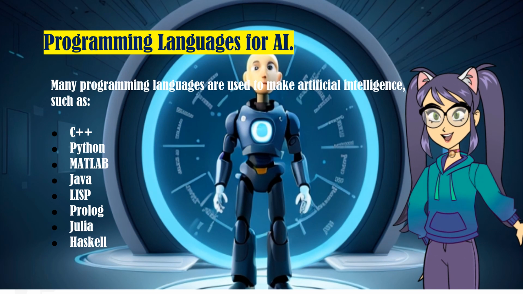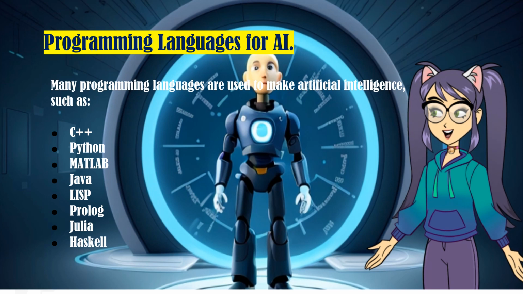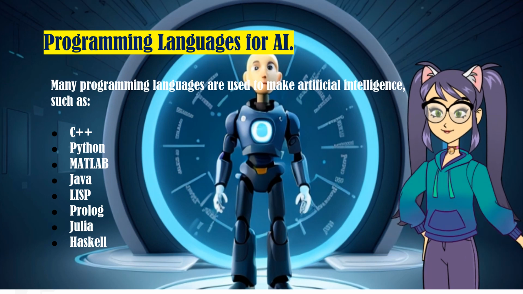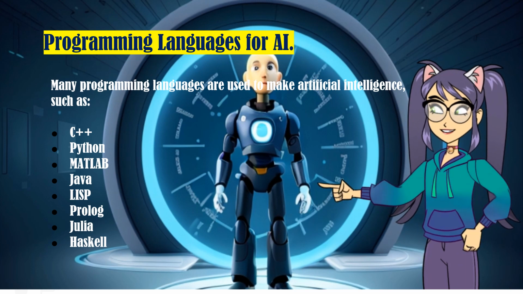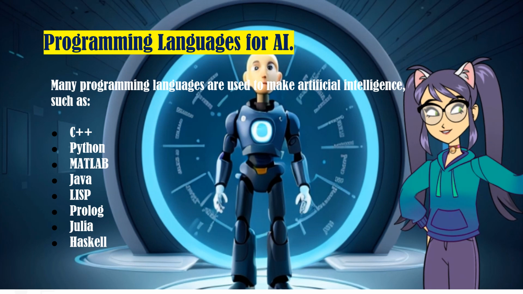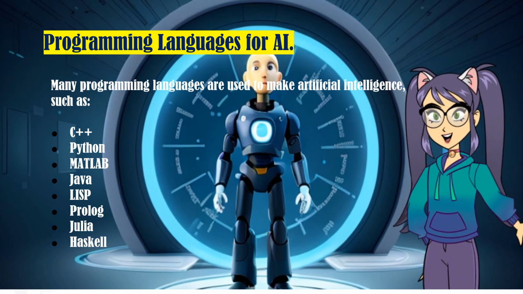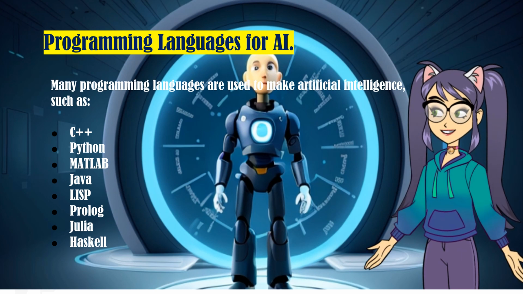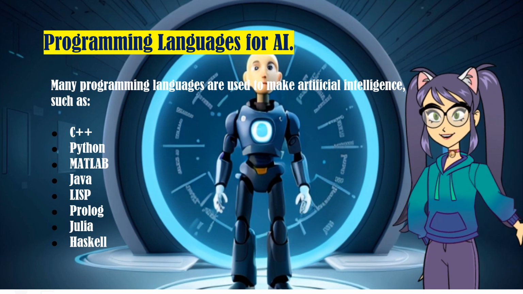There are many programming languages used to make artificial intelligence, such as C++, Python, MATLAB, Java, Lisp, Prolog, Julia, Haskell. Python is a good programming language for AI. As a coding language, Python offers many advantages to its users. Those advantages translate into making it one of the best, most powerful, and most popular programming languages for AI and ML. Let's see the details about Python in this video.